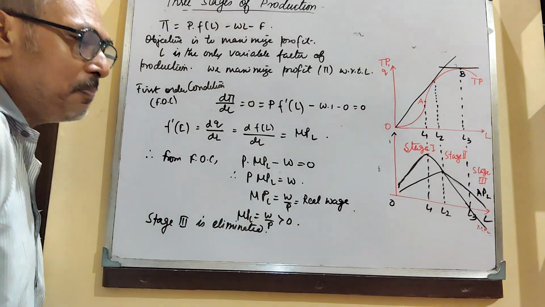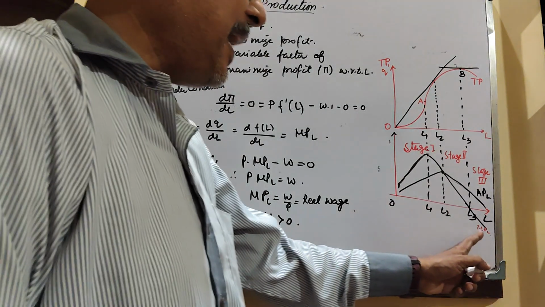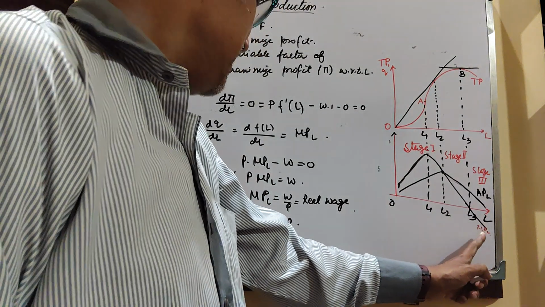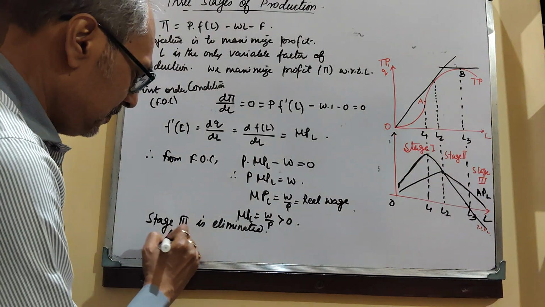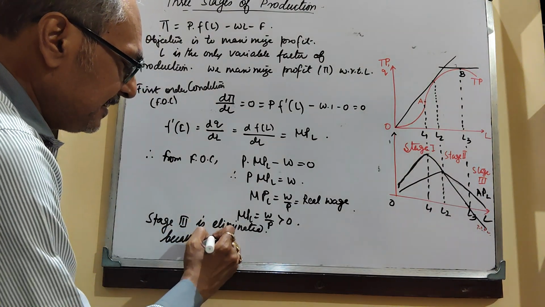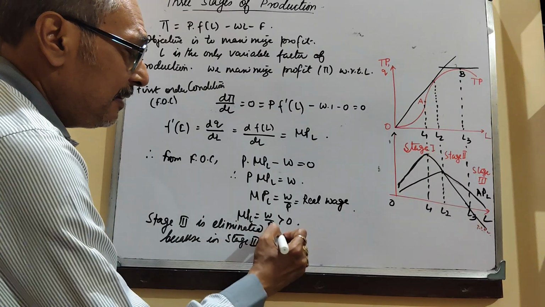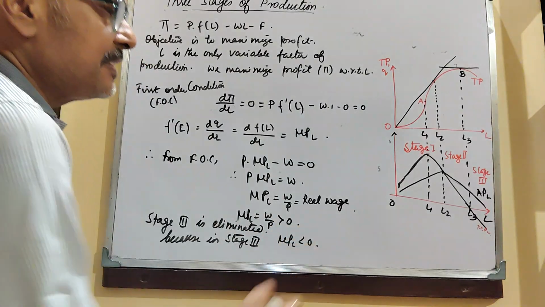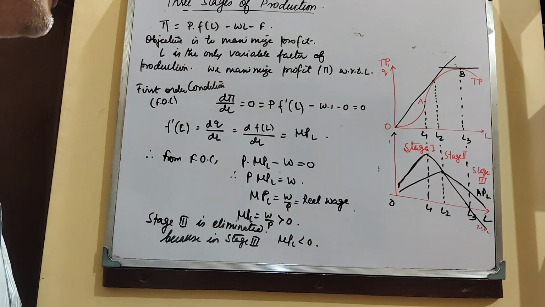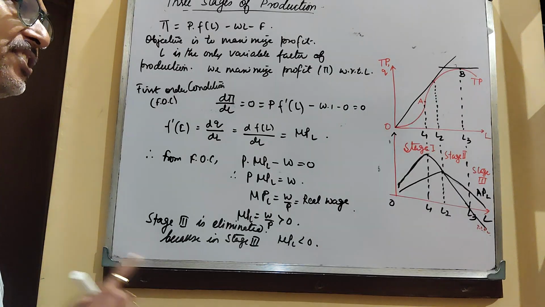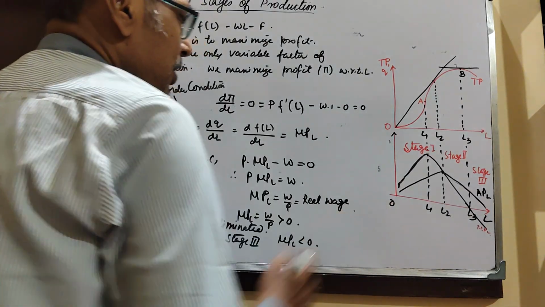Why is stage 3 eliminated? Because in stage 3, MPL is negative. MPL is less than 0. Therefore, stage 3 is eliminated.